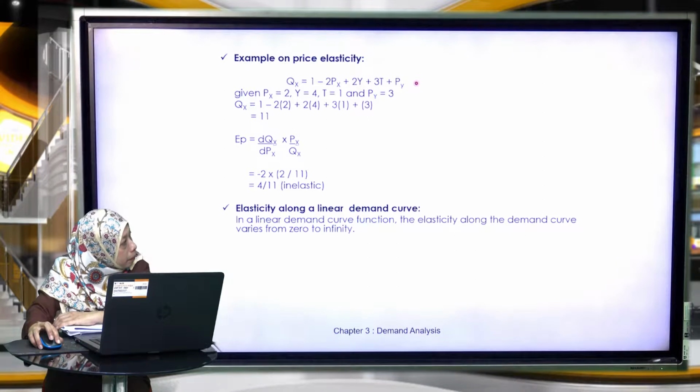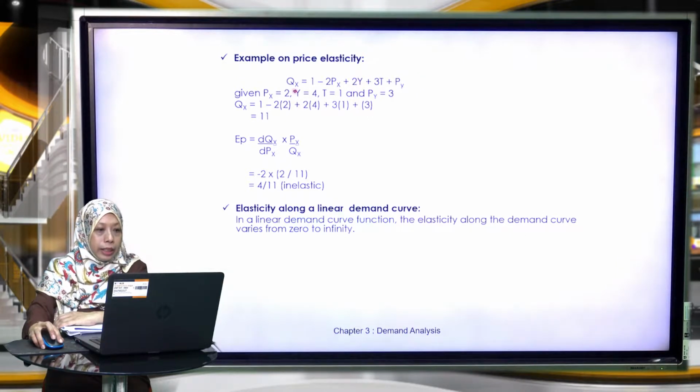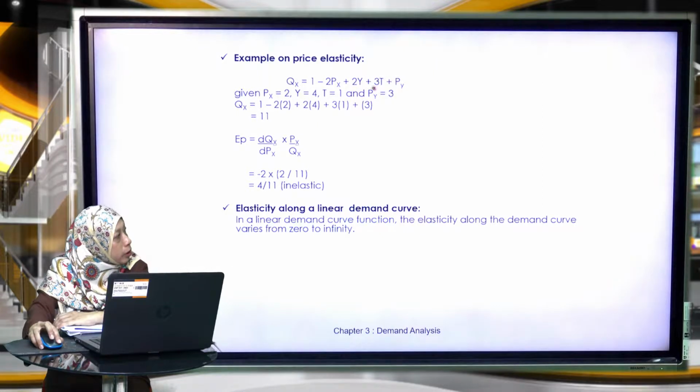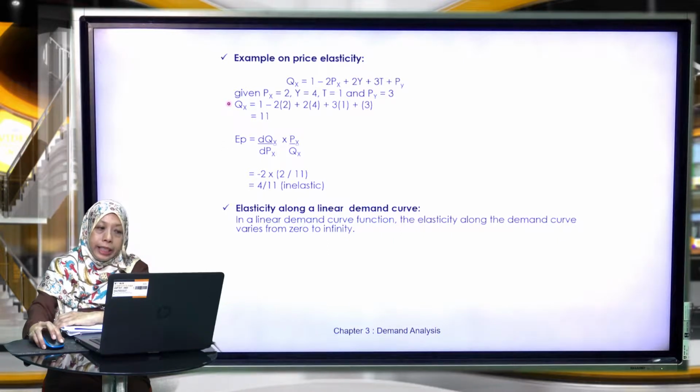So this is an example of a demand function, because as you can see, we have quantity demanded on the left hand side of the equation, and all the other factors influencing demand are placed on the right hand side of the equation. You also need to have the values for each of your independent variables. So in this case, you are given price of X equals 2. Y, which is income level, is given as 4. T, which is days, is given as 1. And price of good Y is equal to 3.